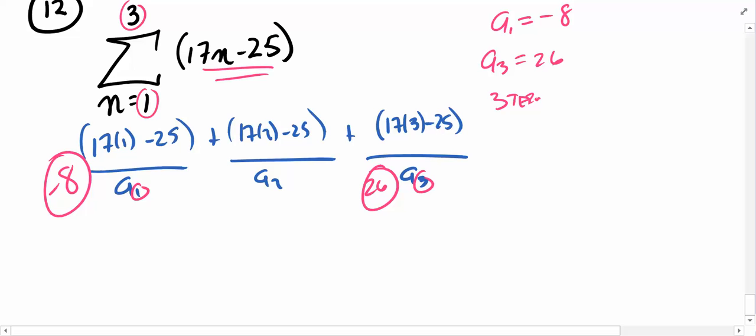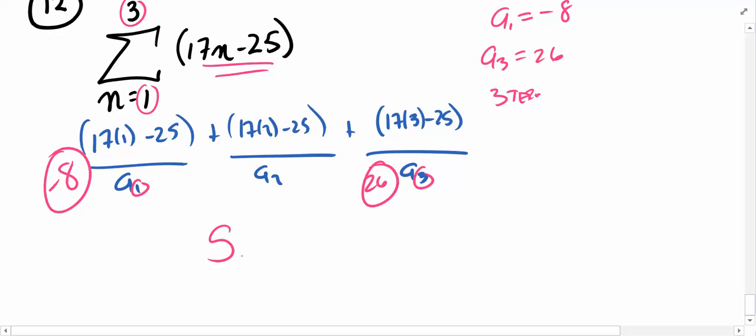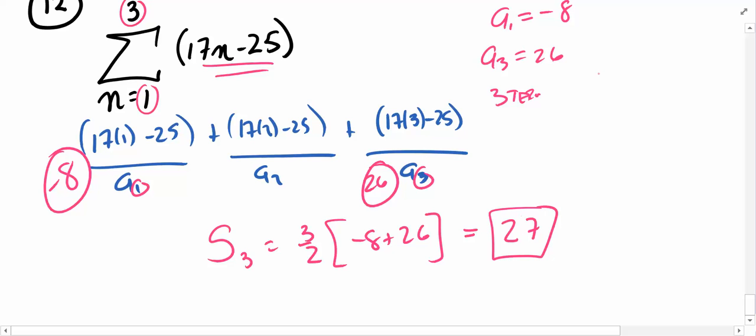Okay, I can use the formula. The sum of the first 3 has to be 3 halves times the first term, which is negative 8, plus the last term, which is 26. Anyways, you get a grand total of 27 when you run that through the formula, and that's how you do that problem.